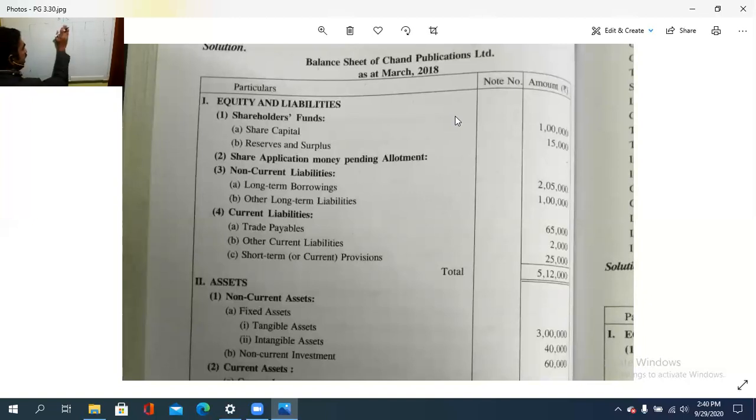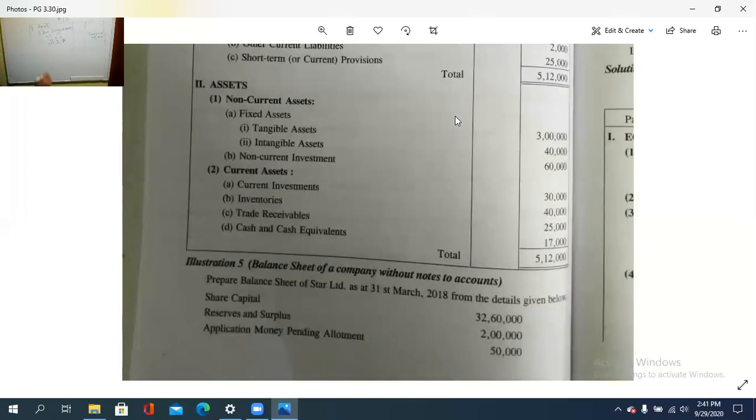So first is equity and liabilities, under that this. Second is assets. Under the assets, one is non-current asset, that is A, fixed asset. Under that, tangible asset, intangible asset. Tangible asset there is 3 lakh, already given in the question. Intangible asset, that is 40,000, also given in the question. Then non-current investment.